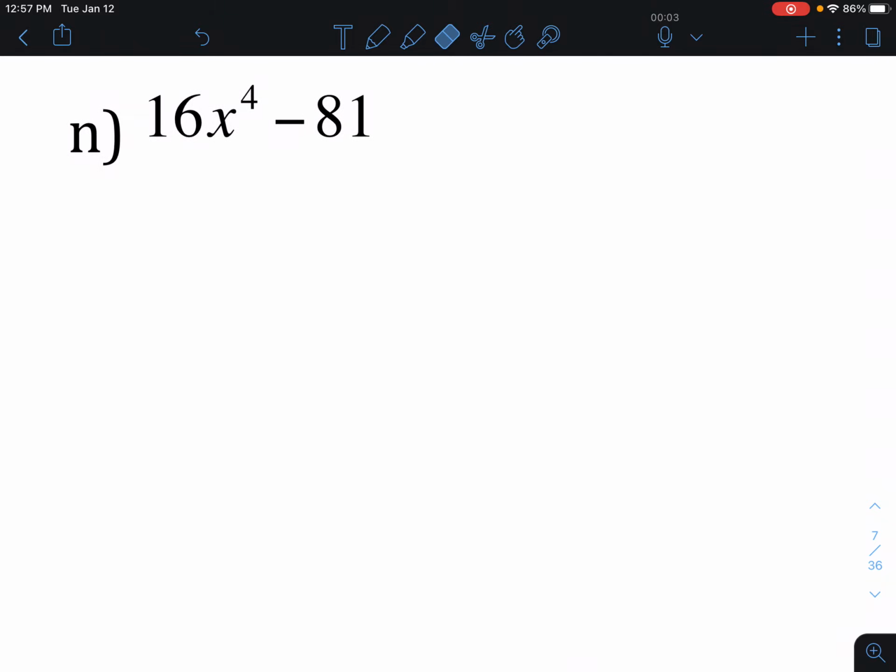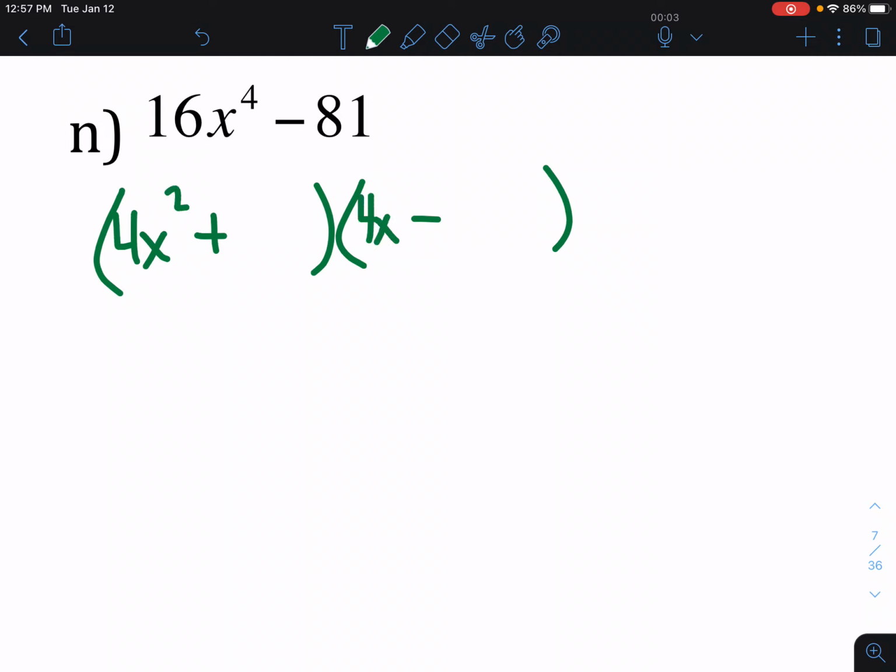N, no GCF here. This is a difference of squares to a higher degree. So let's do our two parentheses with our plus minus. And remember, difference of squares we square root. So 16x to the fourth would be 4x to the second in both. Remember, we're square rooting the number in front. We're technically dividing the exponents by 2. Then the square root of 81 is 9.